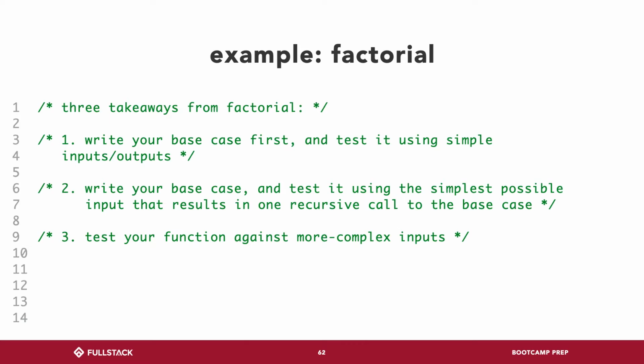So there's 3 takeaways from factorial. Write your base case first and test it using simple inputs and outputs, right? I mean, that's best practice, but if you're lazy, you don't have to do it. Well, yeah, do it, you know? Write your base case and test it using the simplest possible input that results in one recursive call to the base case. Make sure that you hit it calling it once.